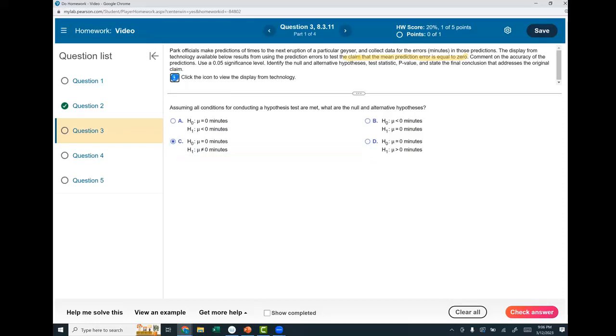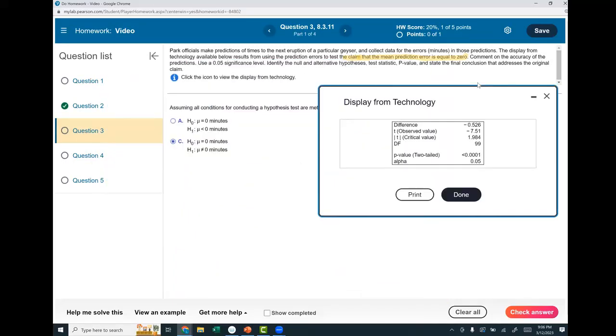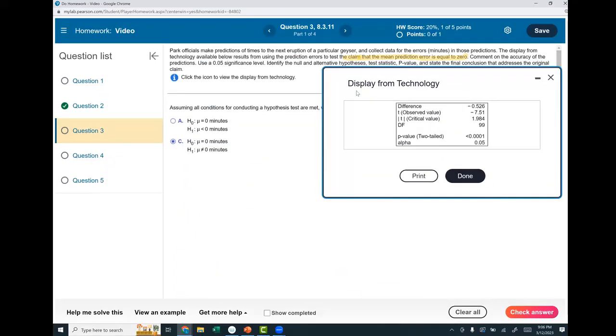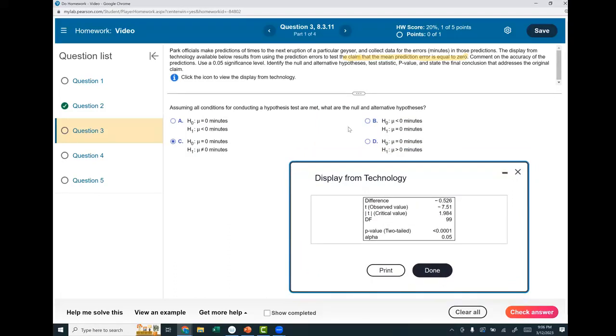Let's see what's in here. They're giving us all this information. We'll probably use this in a minute. So first thing is we have to say what the null hypothesis is and the alternative hypothesis.